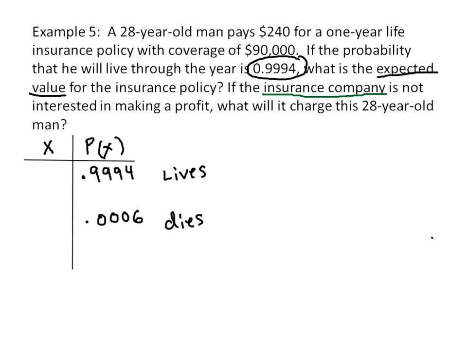Now, if he lives, he's already paid $240. So that's it, he's paid $240. That's a negative amount because it's out of pocket. It's just like that lottery game. You pay to play, so if you do not win, you're at a negative or at a loss. So that's what happens here. If he lives, he's paid out $240.